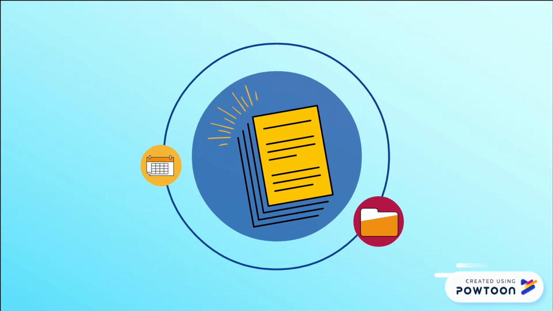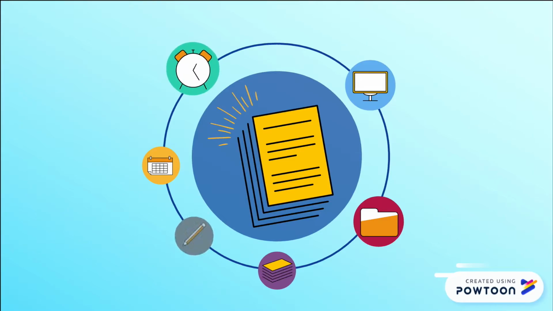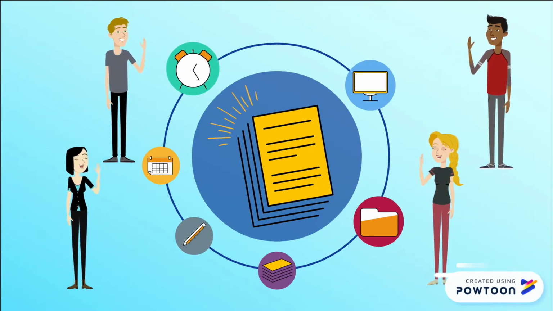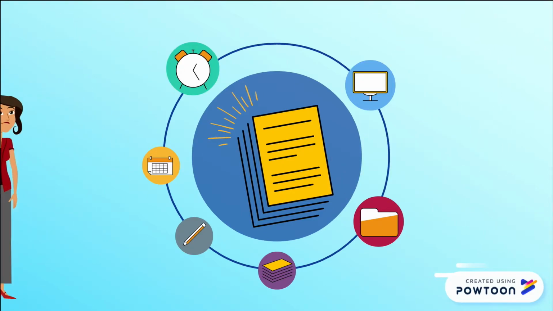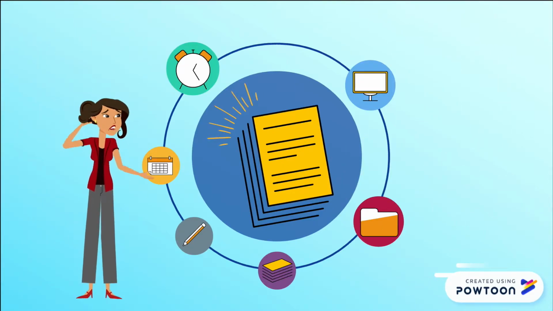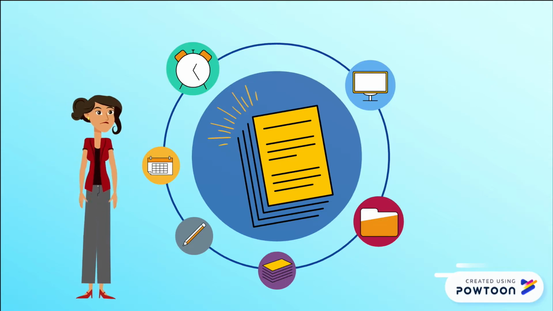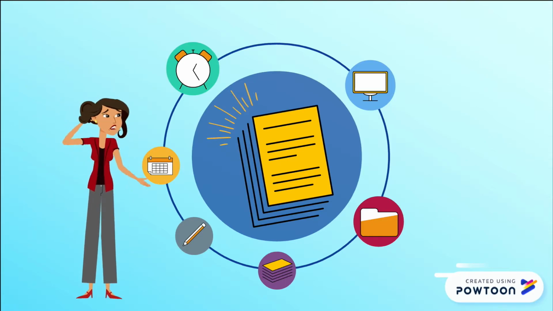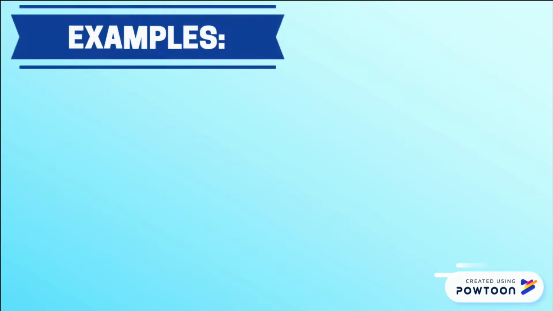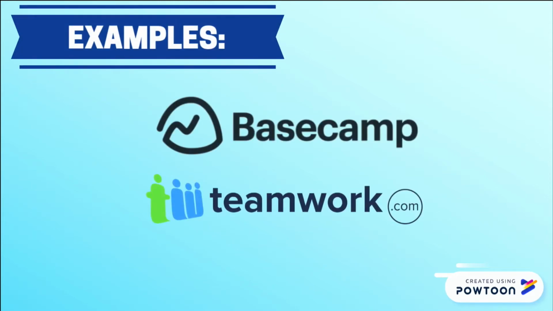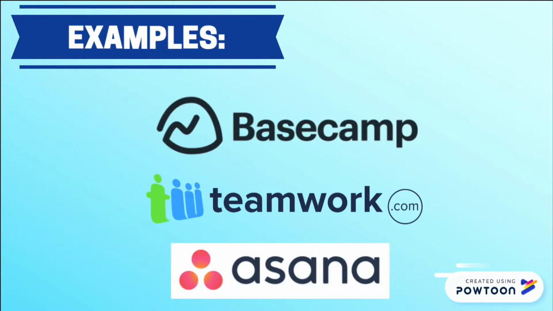There are times when an all-in-one platform just isn't suitable for your project team. These platforms require buy-in from all team members in order for them to be effective. If it is just the project manager using them, then there are probably cheaper methods to achieve the functionality provided by the platform. Three popular examples of all-in-one platforms are Basecamp, Teamwork.com, and Asana.